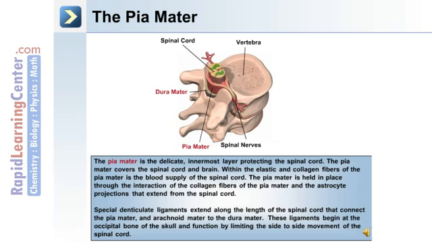Special denticulate ligaments extend along the length of the spinal cord and connect the pia mater and the arachnoid mater to the dura mater. These ligaments begin at the occipital bone of the skull and function by limiting side-to-side movement of the spinal cord.